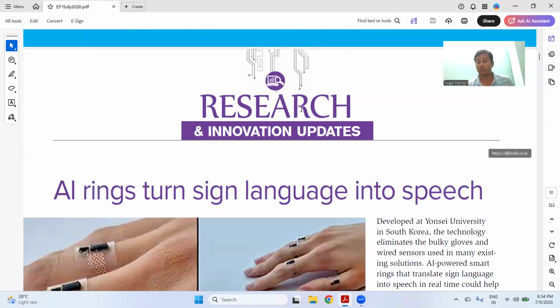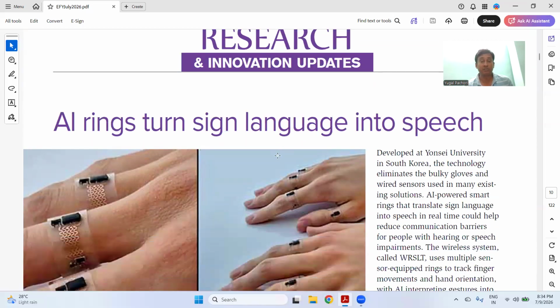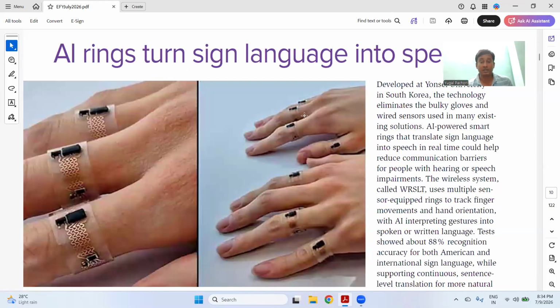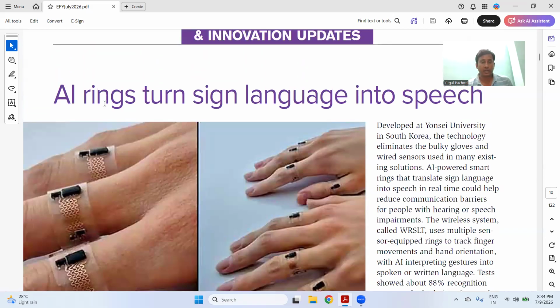Now coming on to the important section of this particular magazine, that is the research and innovation updates. Research and innovation updates are something very important. You can see this person is wearing some ring kind of structure. This article I read already: AI rings turn sign language into speech. Imagine that people use sign language and they do gestures like this, and this, and that. They have certain coordination between their gestures. If you follow these gestures with this ring-like chip wearable in your hands, then they can interpret the sign language into speech. It is developed at Yonsei University in South Korea.